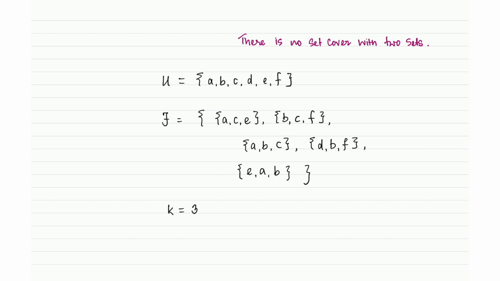So maybe we start with the set ACE, so that covers these 3 elements. BCF additionally gets us B and F. So we just need a set that contains the element D to complete this to a set cover now. So for instance, we could pick DBF, and that would be it. That would be a set cover of size 3. So you could think of this as a yes instance.